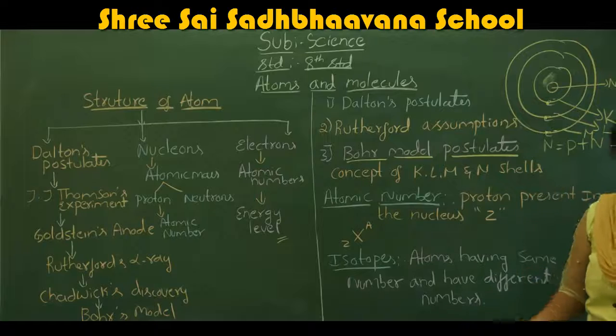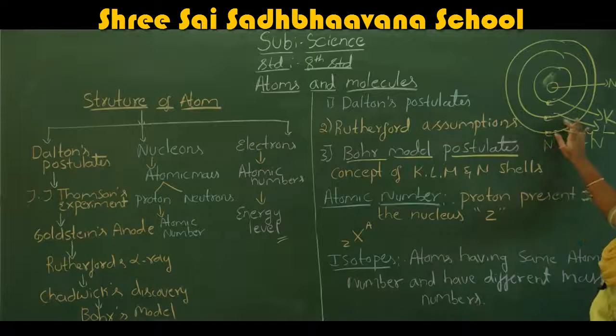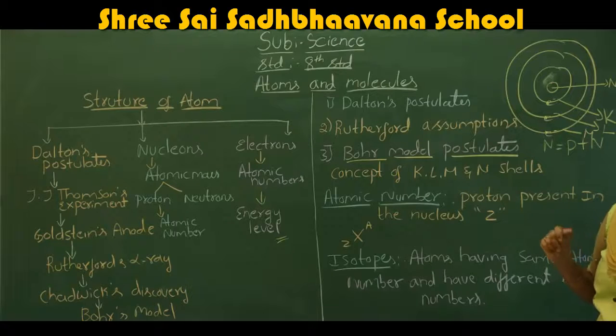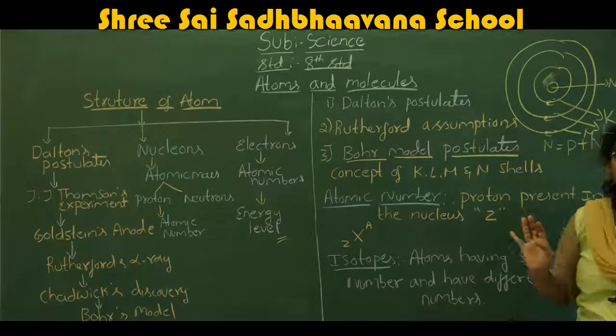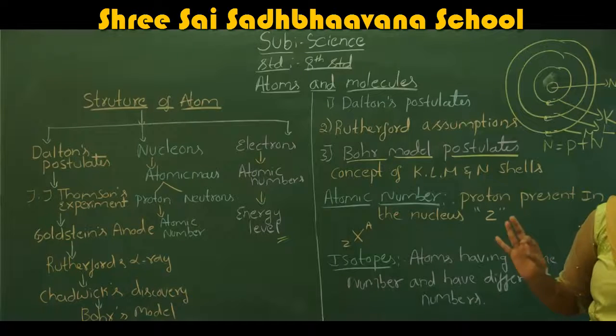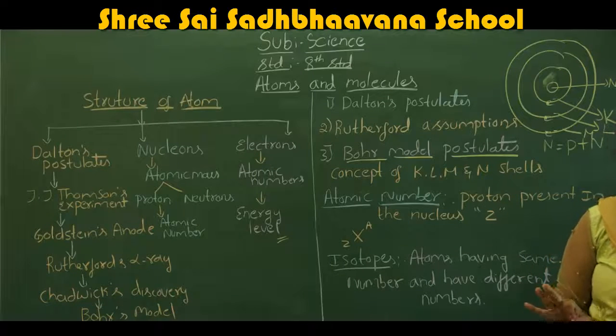The electron cannot jump to the next energy level, that is, from K to L or L to M like that. Understood? These are the three important postulates of Bohr. What are the three important postulates of Bohr?